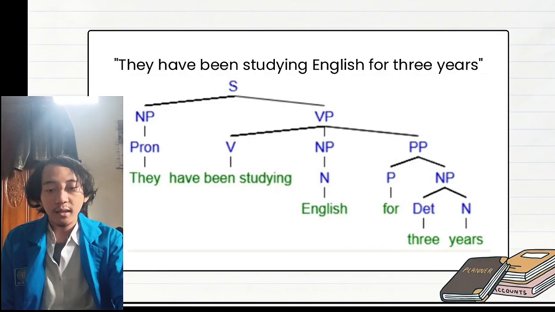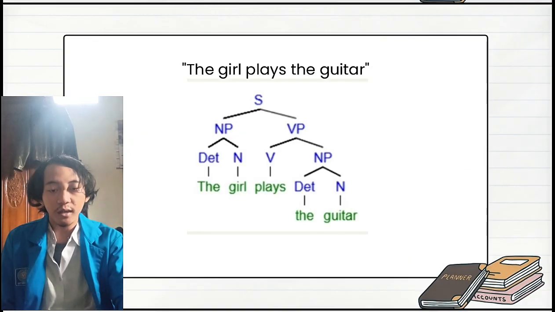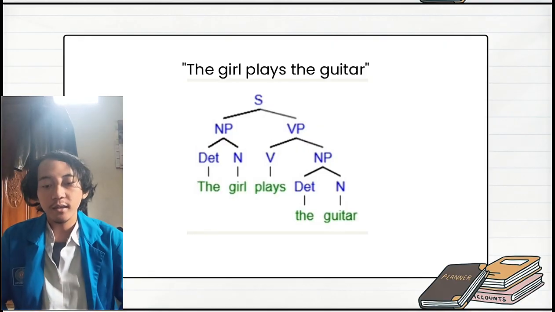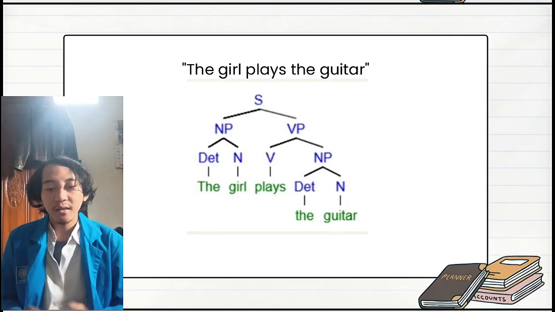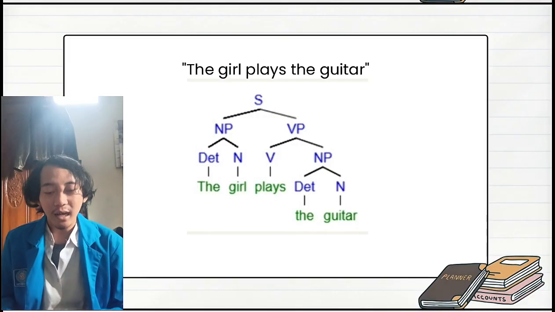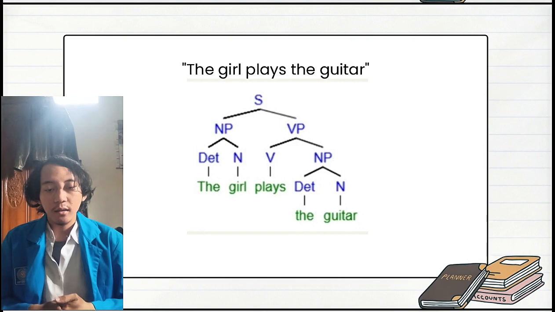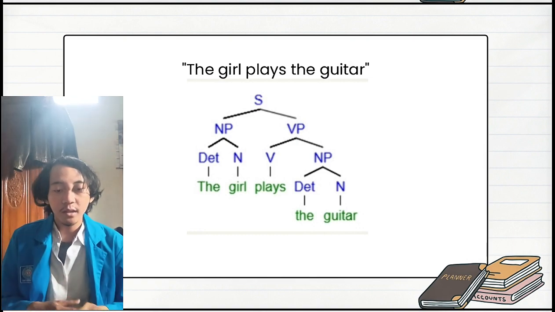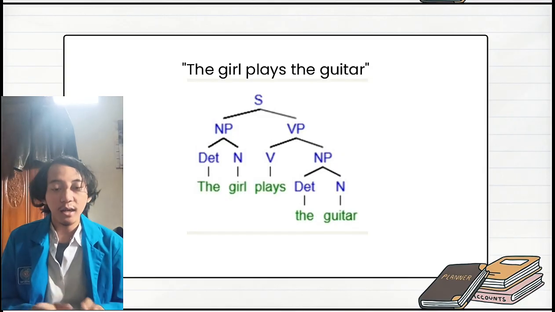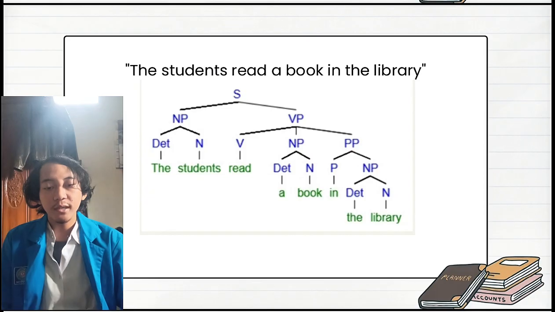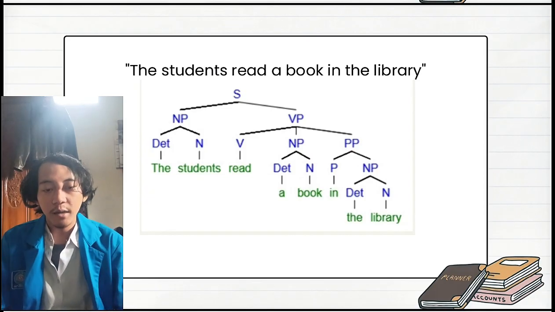The next one is the girl plays the guitar. For the classification of noun phrase, there is the is determiner, girl is noun. For the classification of verb phrase, there is plays is verb, the is determiner, and guitar is a noun. The next one, the students read a book in the library.